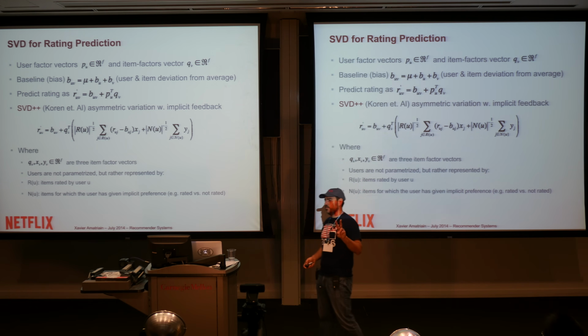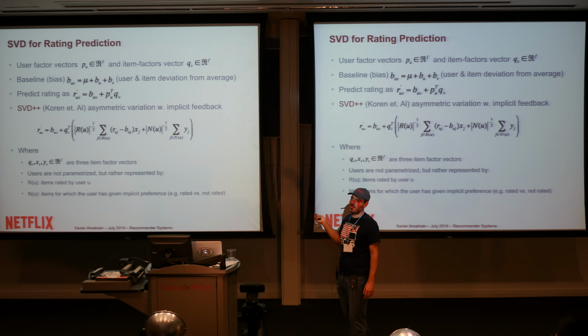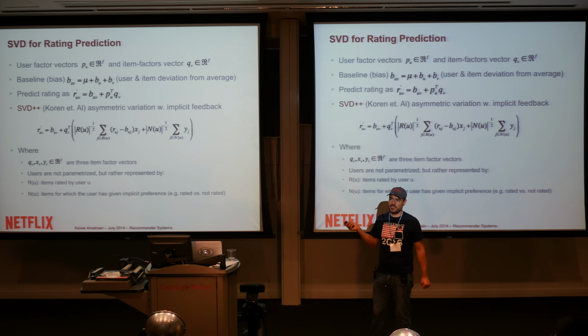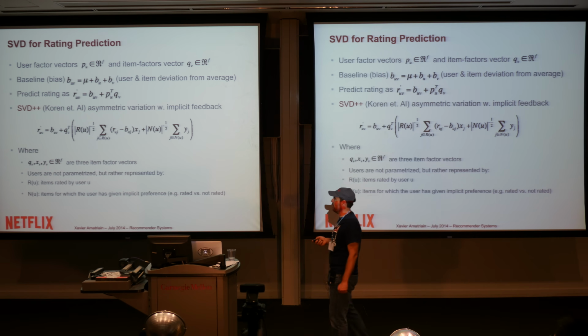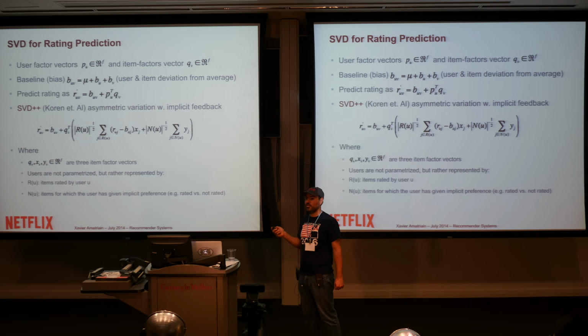Okay, so those 2 things, the gradient descent approach to matrix factorization plus the way to include the implicit preference in this formulation of matrix factorization, those 2 were important things found during the Netflix prize.